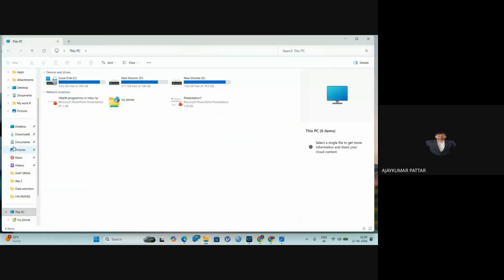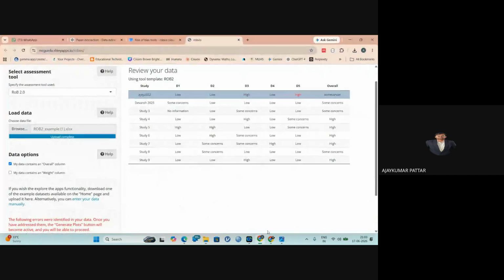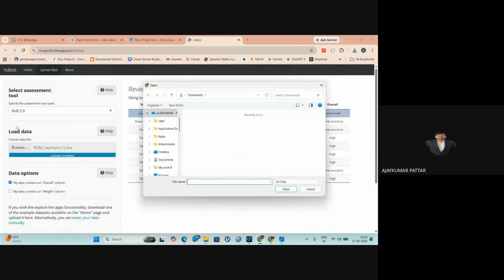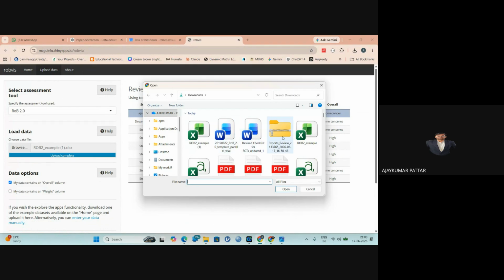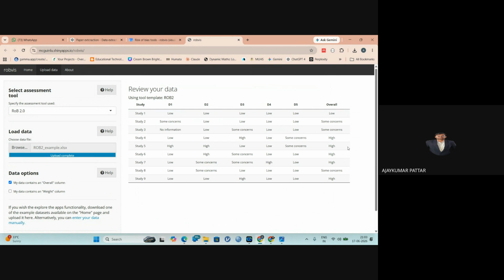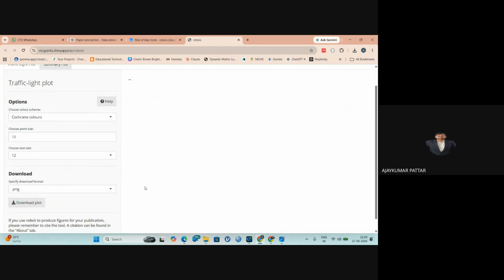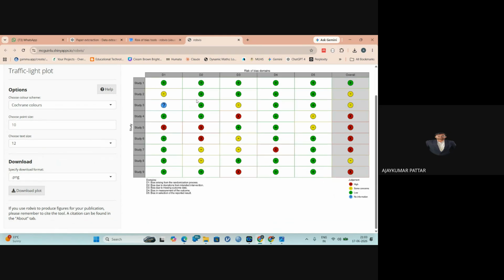In detail, we have to go with the instructions. Just for the demo, I am doing this, so that's why it may be taking time. So I will browse another file I have also made for example. I will upload that one. Can you see here? Then if you click here, generate plots, it will generate this kind of plots.